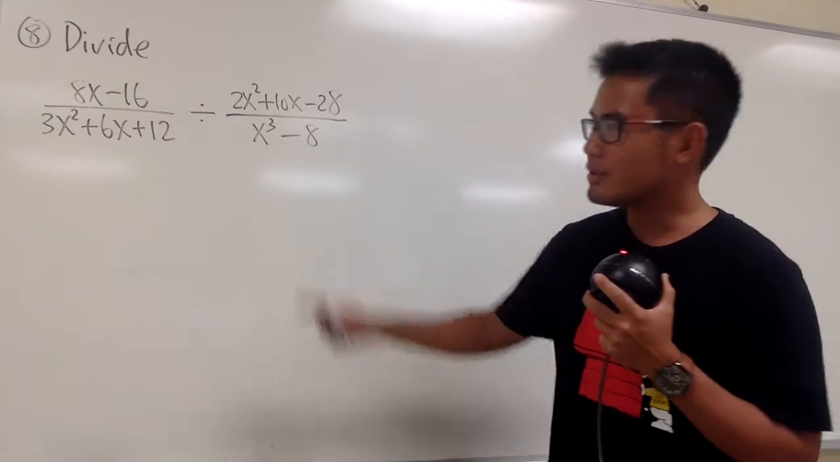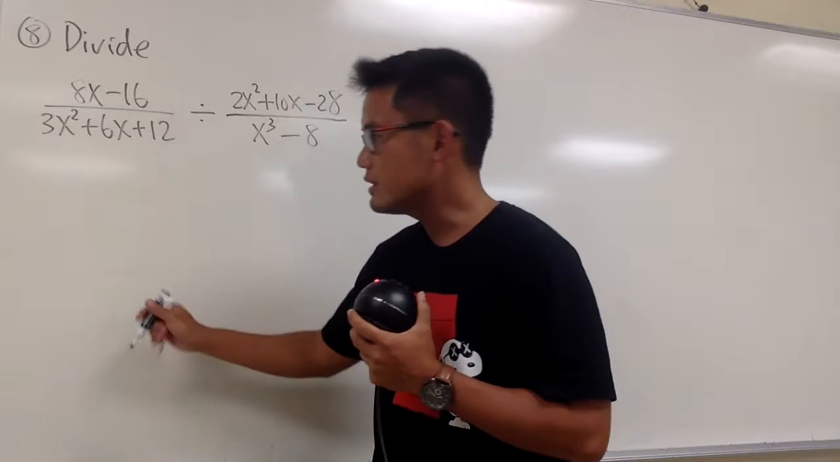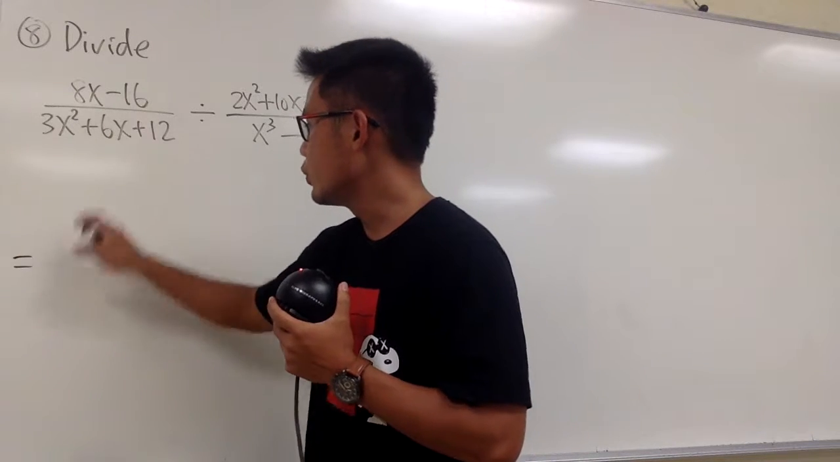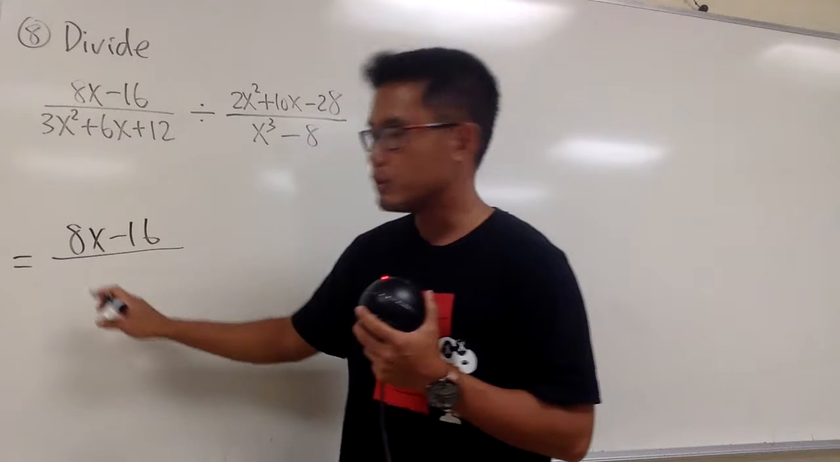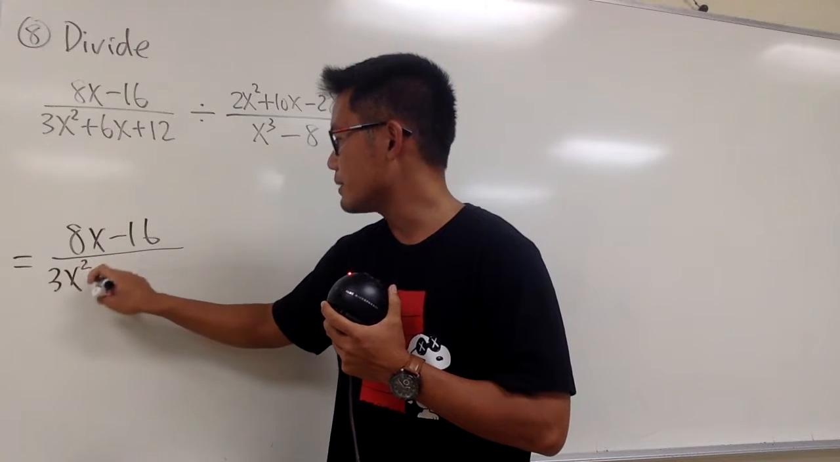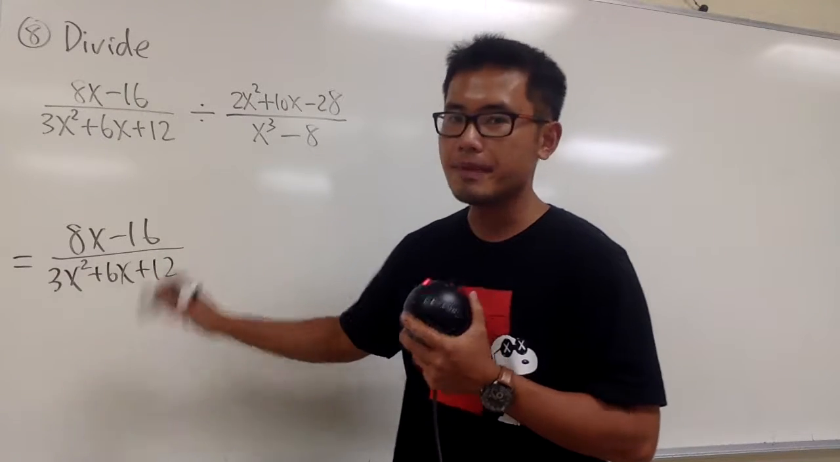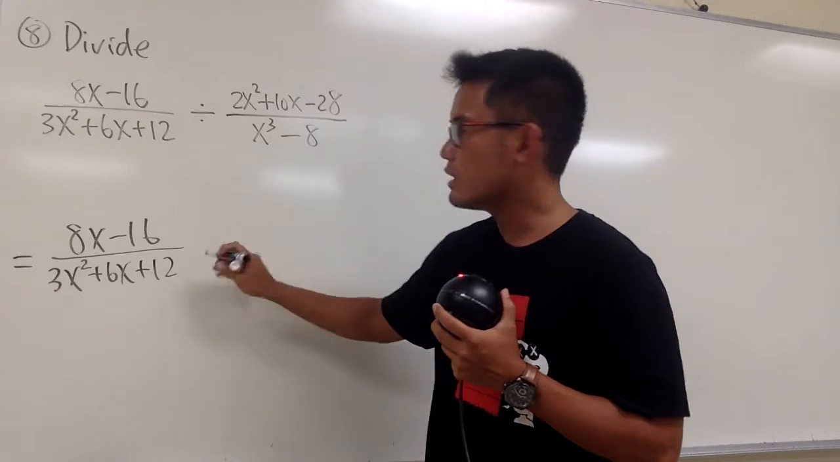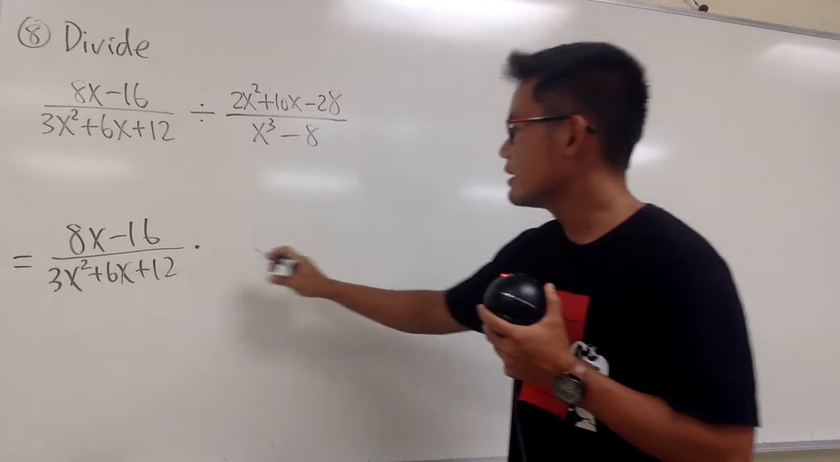Okay, for number 8, we are going to divide these two algebraic fractions, and you know the deal. We'll keep the first one first, so let's write it down right here. We have 8x minus 16 over the bottom, which is 3x squared plus 6x plus 12. The first one stays the same. And we will change the division to a multiplication, and we flip the second fraction, right?